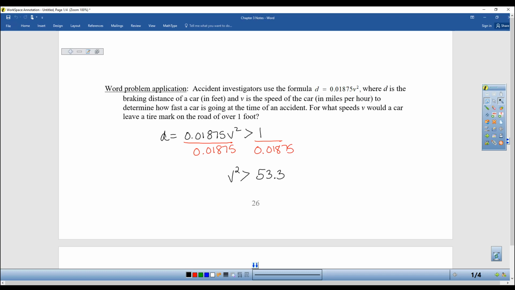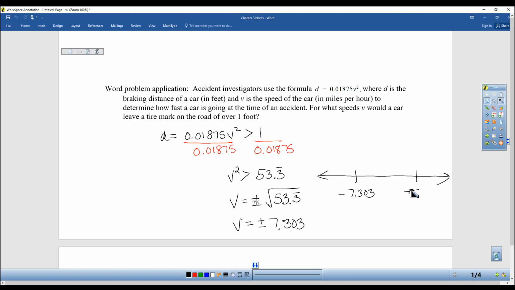53.3 repeating. And remember that our goal is always just to solve it with an equal to sign. So I'm going to do plus or minus the square root of 53.3 repeating, and I get V is equal to plus or minus 7.303. I'm going to make my little chart here, negative 7.303 and positive 7.303.